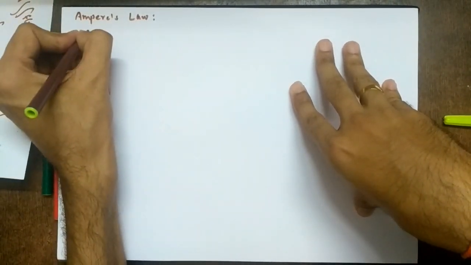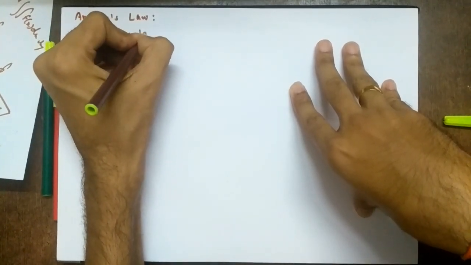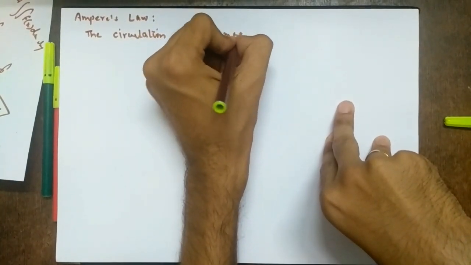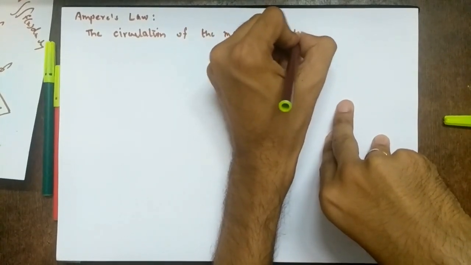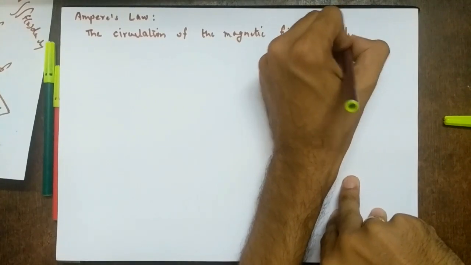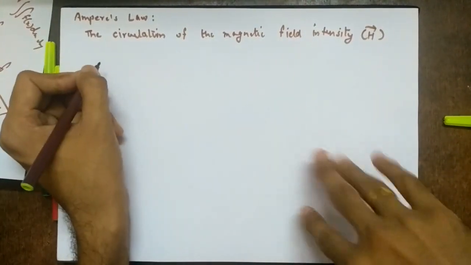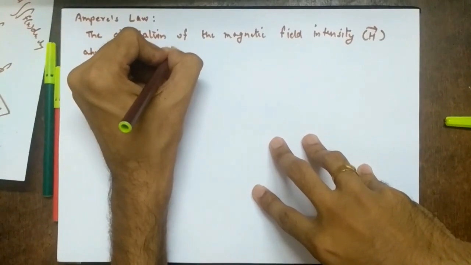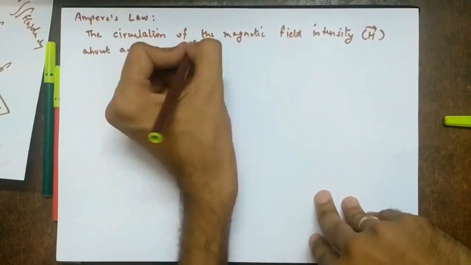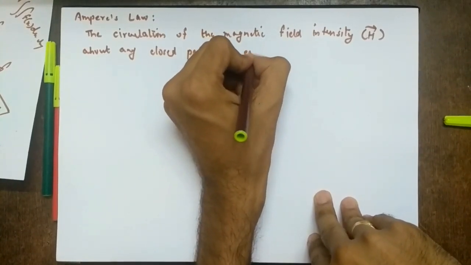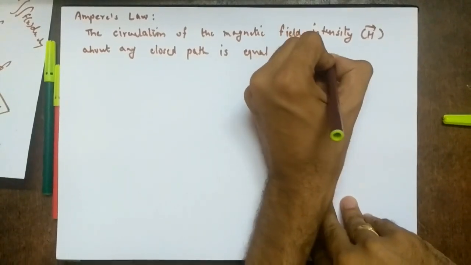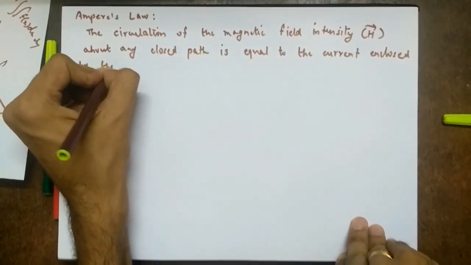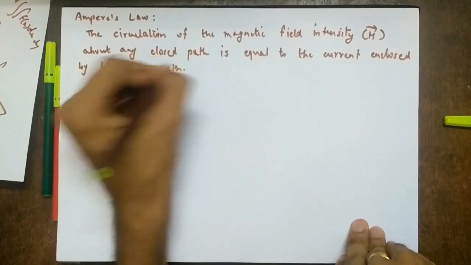So I'll make a change here. I'll first write the statement. So the statement says the circulation of the magnetic field intensity, denoted by H vector, about any closed path is equal to the current enclosed by the same path.